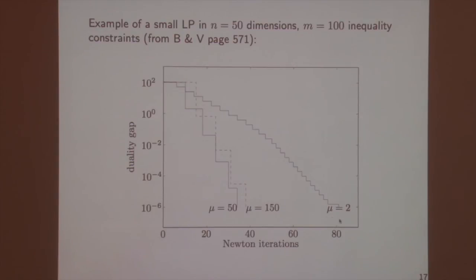So the difference between taking mu equals 2 and mu equals 50 is maybe 60 iterations, which is significant, but it doesn't mean that this one's impossible and this one is easy to do. There's not a huge difference in the grand scheme of things. And the difference between mu equals 150 and 50 is not very big. So the standard recommendation is to take mu between 10 and 50. That's what Boyd and Vandenberghe say. Again, I think these are things you'd have to try in your problem to make sure that they're on the right scale.